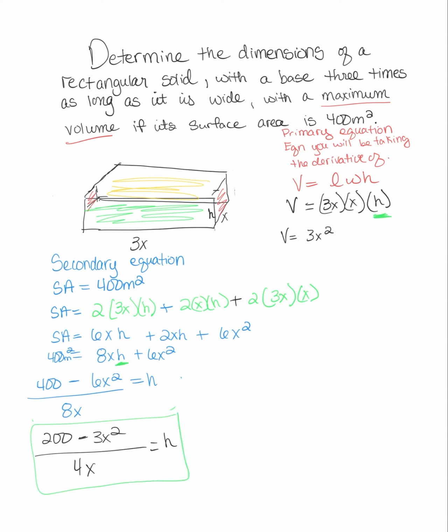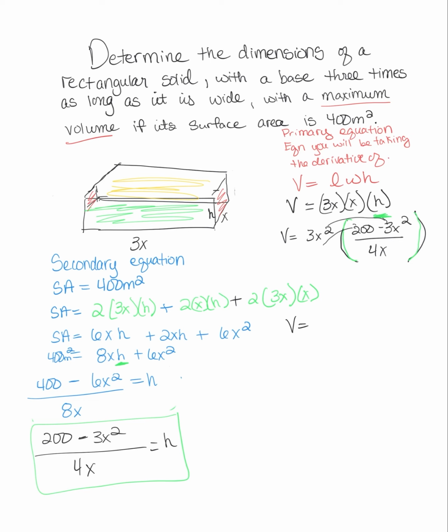All right, so let's go back up here to our volume equation and finish this. So we have 3x squared times 200 minus 3x squared over 4x. Okay, so do you see, this is h. Actually, I'll just do it like this. So we know this is h that I plugged in. All right, so now let's come down here so we have a little bit more room. We will distribute in this x squared.